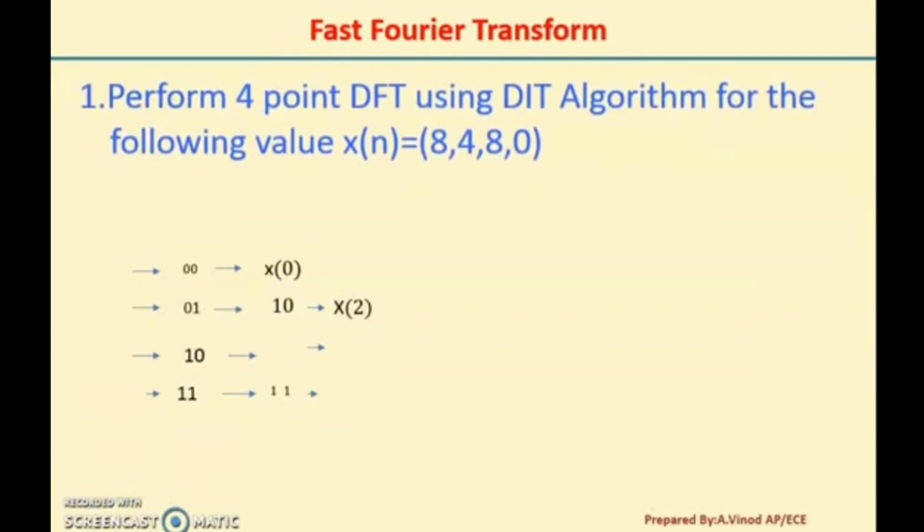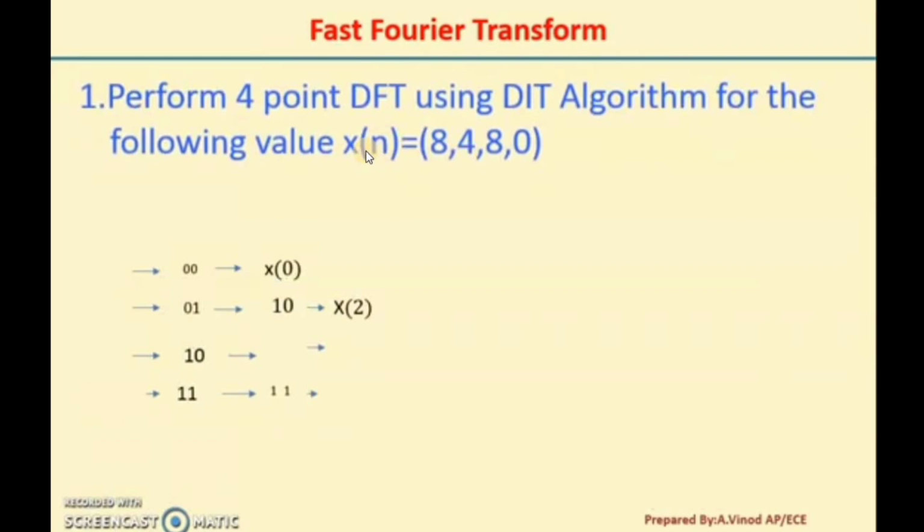So welcome back to another video on fast Fourier transform. So the question is: perform the 4-point DFT using the DIT algorithm. The DIT algorithm comes under the fast Fourier transform, for the following function x of n is equal to 8, 4, 8, 0. Since it is x of n, I have to perform the DFT.